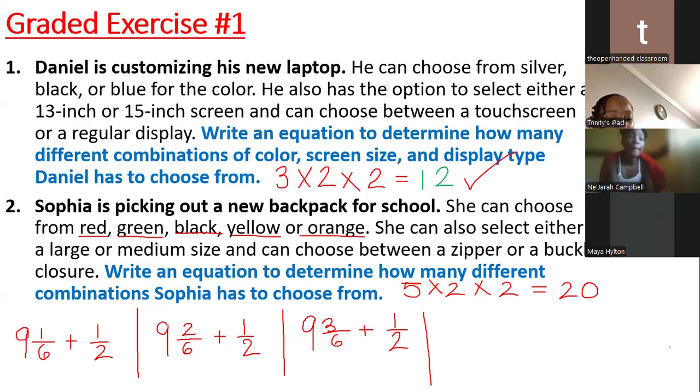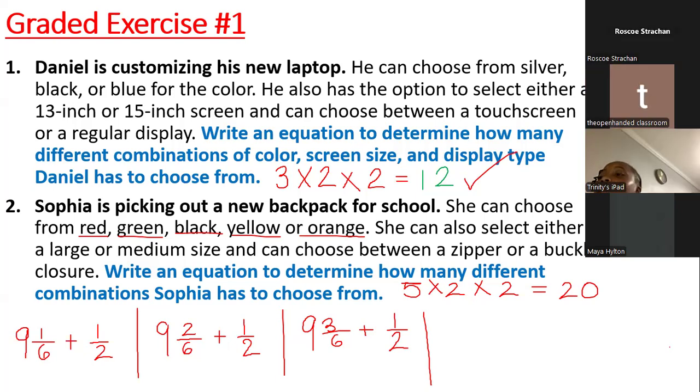And then what do we do after that? You add 56 plus 3 over 6. And that gives you 59 over 6. Very good. 59 over 6. Roscoe, you have a question?